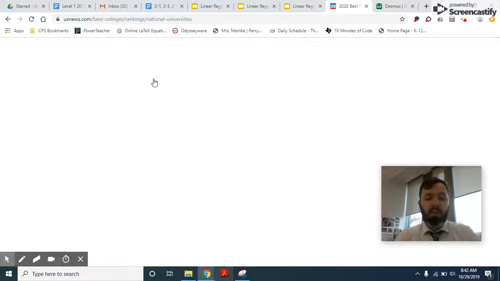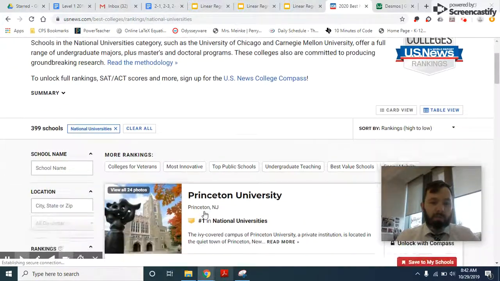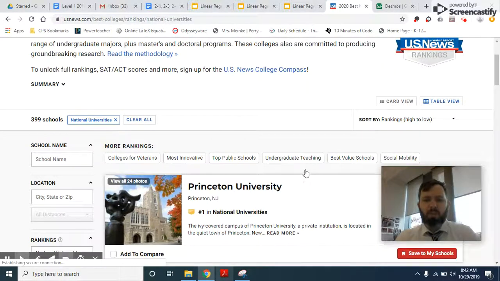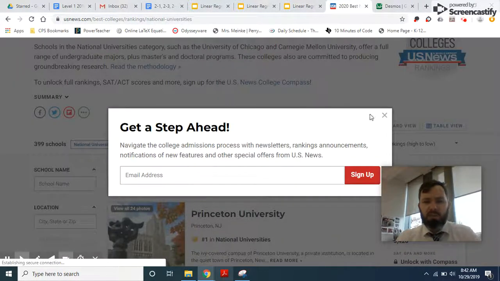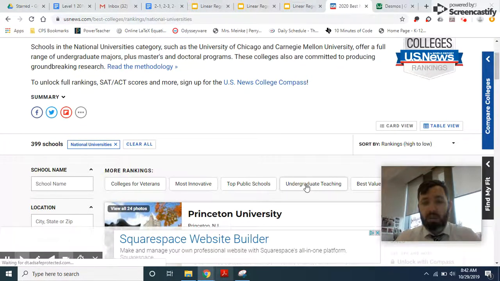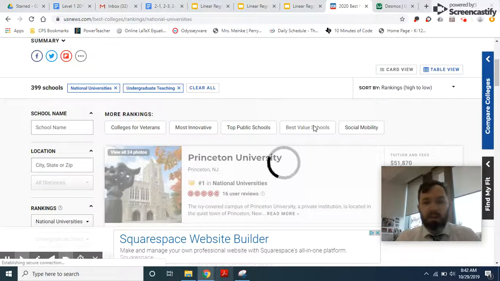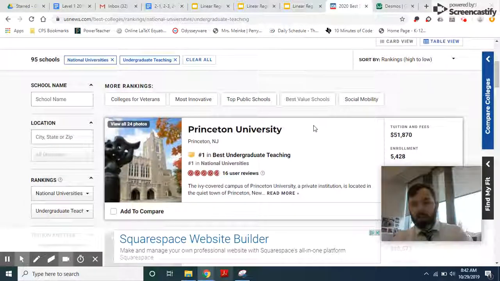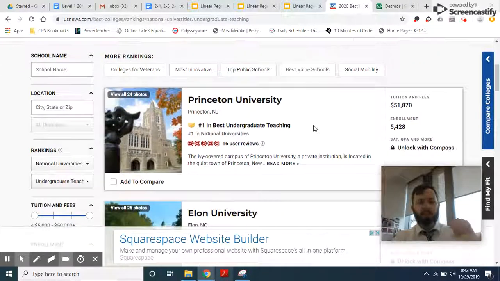So I went into here, and this will tell you the top universities and colleges in the US. And I thought it would be interesting to look at undergraduate teaching. Undergrad means when you go to college for the first 4 years, and teaching degrees are for people who want to become teachers. So I clicked on that, and it gave me the top universities for people who want to study education in the US.